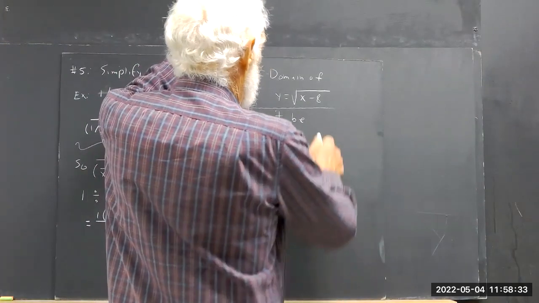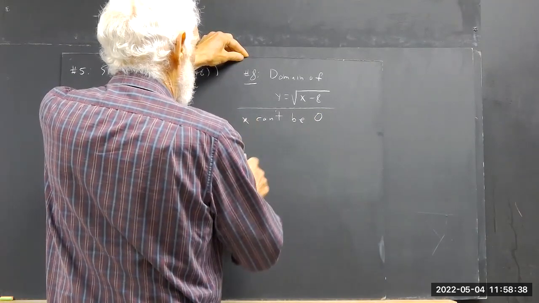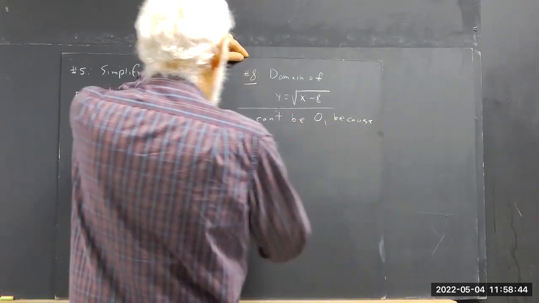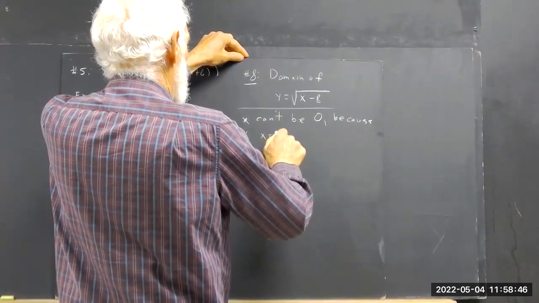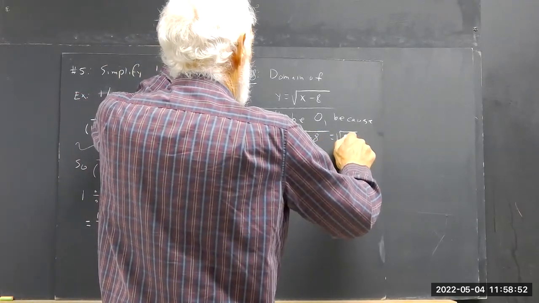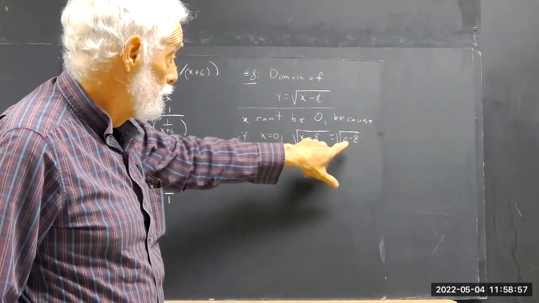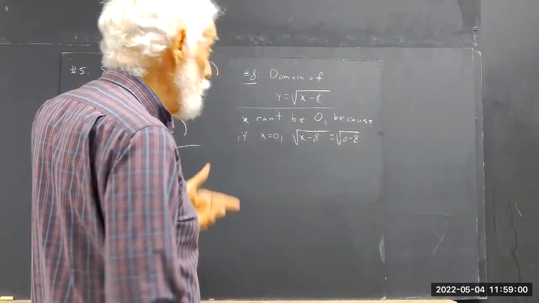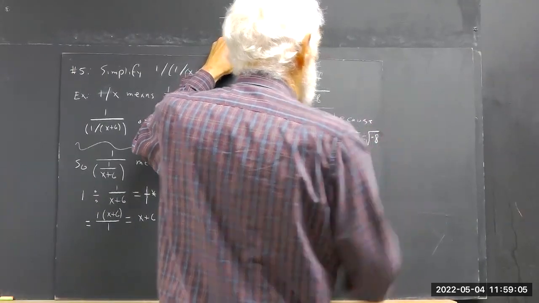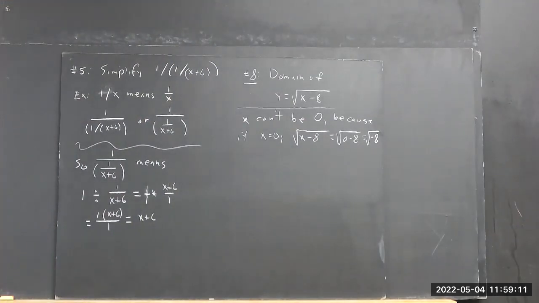Somebody told me x can't be 0. Why can't x be 0? Well, the square root of x minus 8 is the square root of 0 minus 8. And what's wrong with that? Well, what's 0 minus 8? It's negative 8. Now, what's the square root of negative 8?